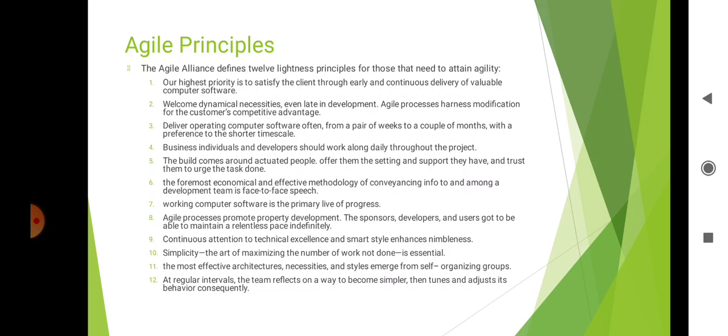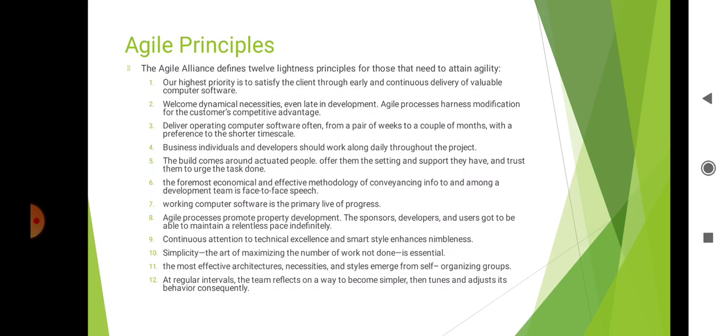Continuous attention to technical excellence and good design enhances agility. Then the 10th principle, simplicity, the art of maximizing the amount of work not done, is essential.